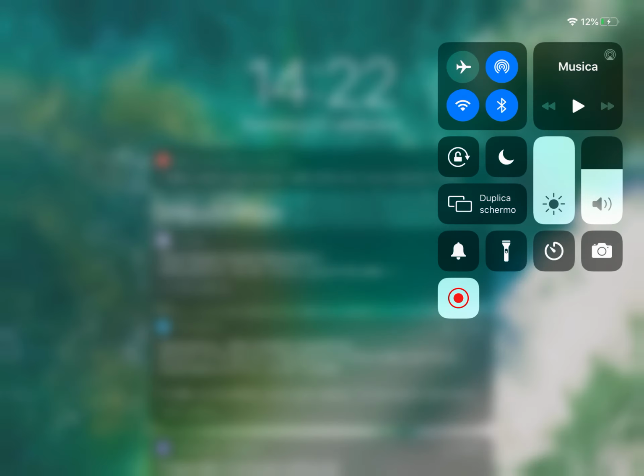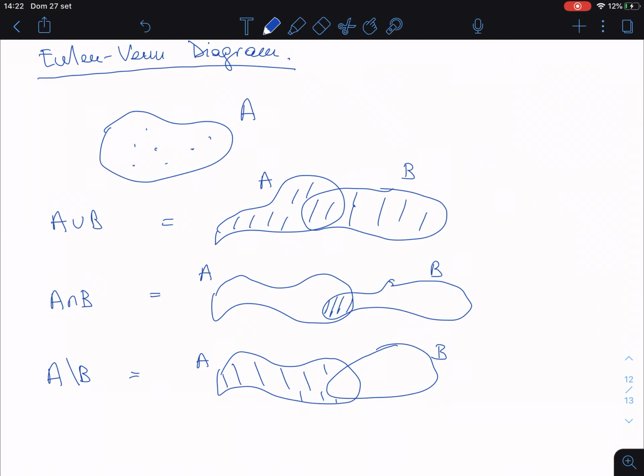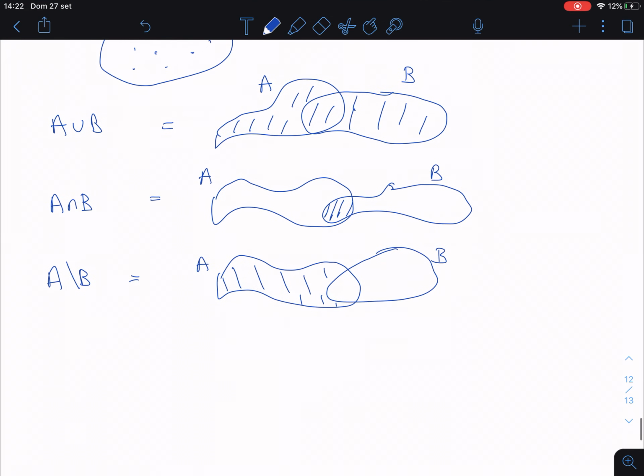Okay, here we are. Let us go to Notability as usual. So, operations. What are the properties of these operations? Properties.